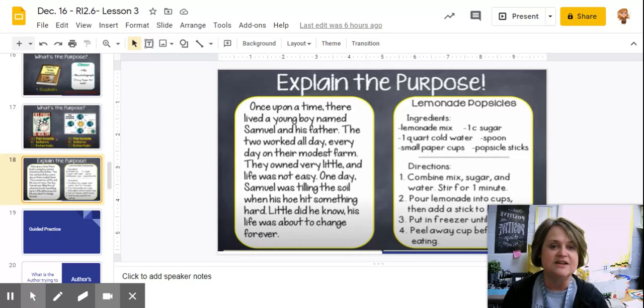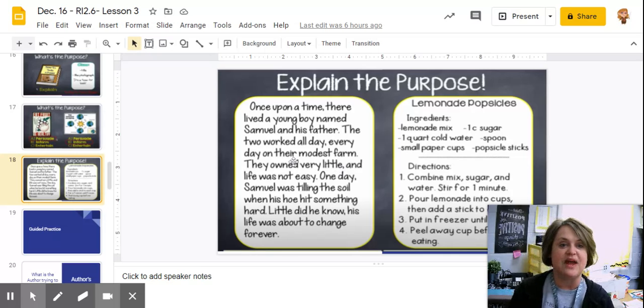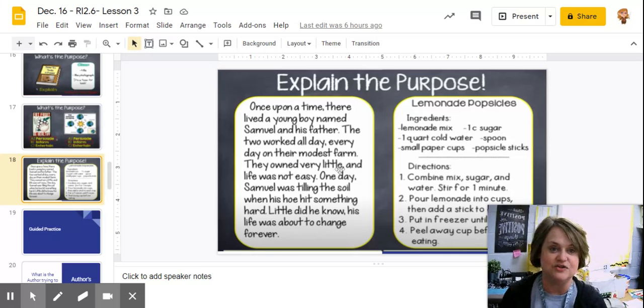Oh my goodness. So my think aloud tells me once upon a time means it's pretend. There are characters, Samuel and his father. There is a setting. They are on the farm. So I would say that this was written to entertain us. Entertain. Let's look at the next one.